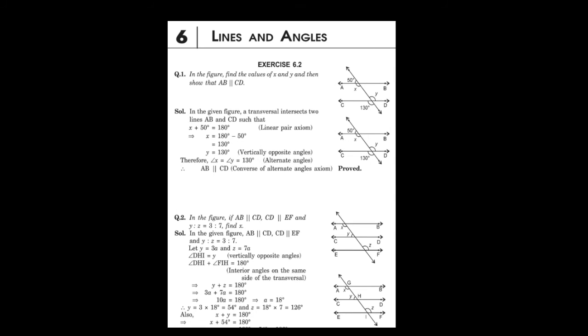Okay students, now here find x, and afterward here 50. So x plus 50 is on a straight line, so x equals 180 minus 50.